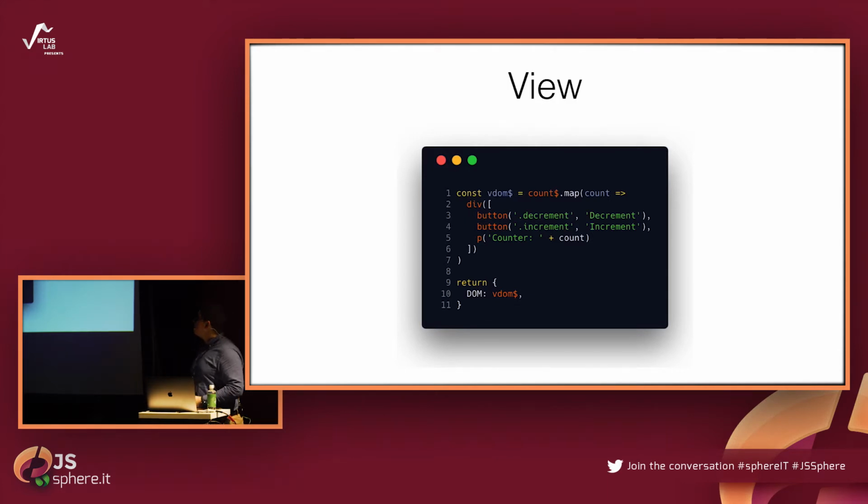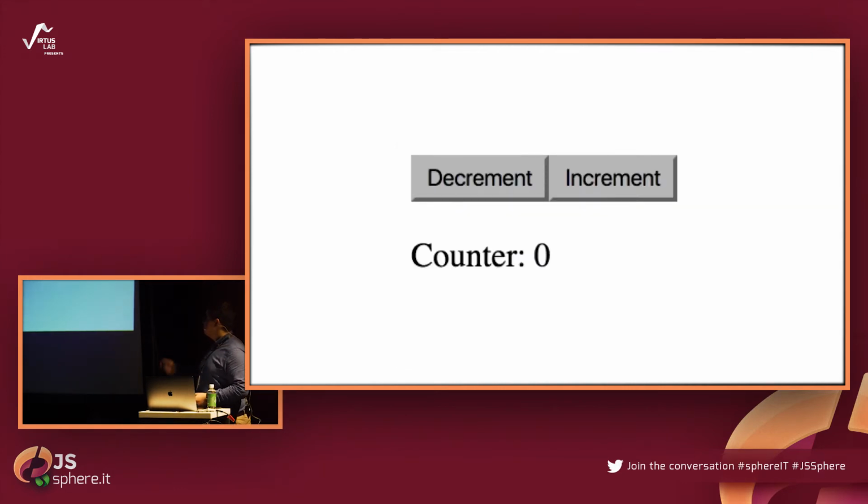So the sources that are coming from DOM are numbers, so are clicks, and then we map them to a div and return that back to the DOM. So that's how we transform something that's coming from the outside world and return it back to be rendered in the browser. So this looks like this. So you have two buttons, and then by clicking there, you just decrease or increase the counter.